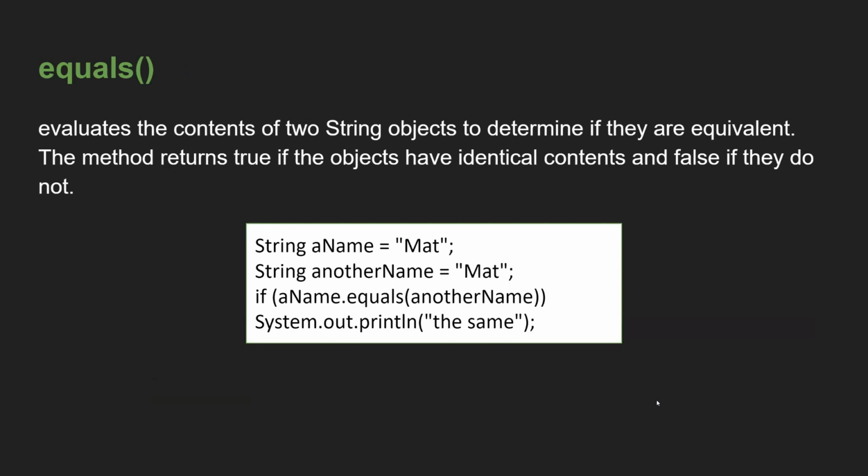The equals method evaluates the contents of 2 string objects to determine if they're equivalent. The method returns true if the objects have identical contents, and it would return false if they don't. So in this case, one string is set as Matt. It's also set as Matt. And if a name equals another name, it would print the same. So the output for this case would be the same.